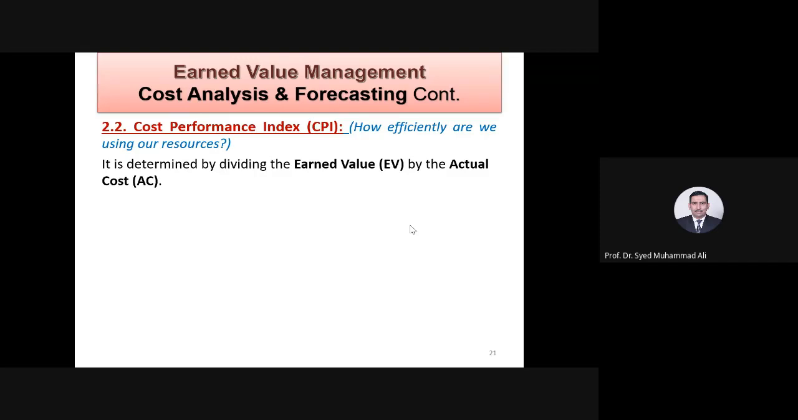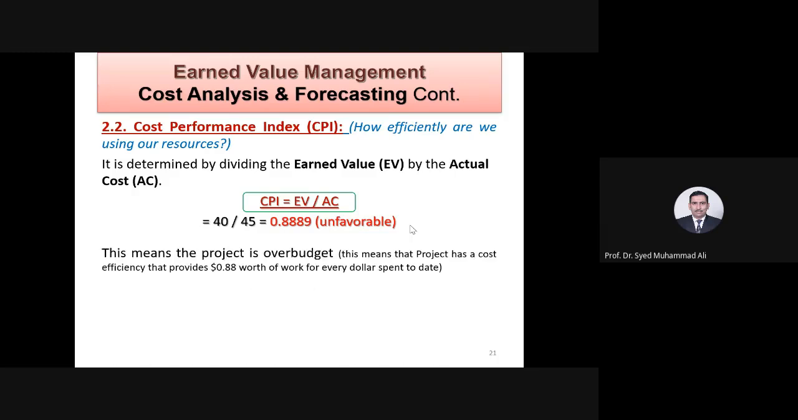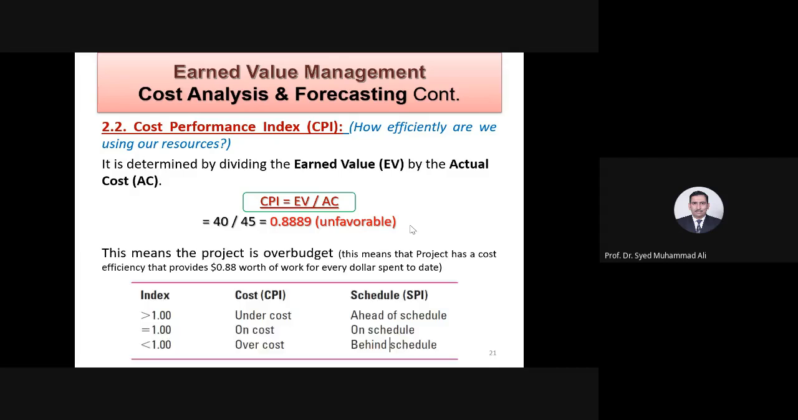Task performance indices, you calculate them also the same way. 40 by 45, 0.889. This means that the project is over budget. This means the project has a cost efficiency of about 88%, or 0.88 worth of work for every dollar spent. So when you spend $1, instead of getting the effect of $1, you get the effect of 88 cents, 0.88. When the index is greater than 1, you are under cost. When it is equal to 1, you are on cost. When it is less than 1, it is over costing.